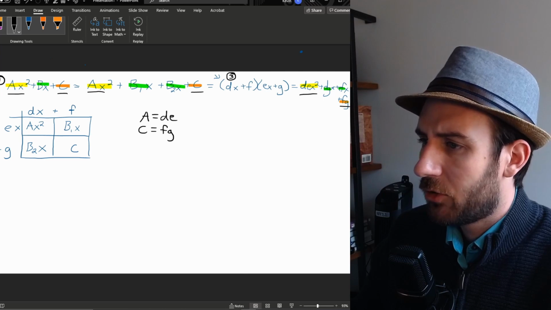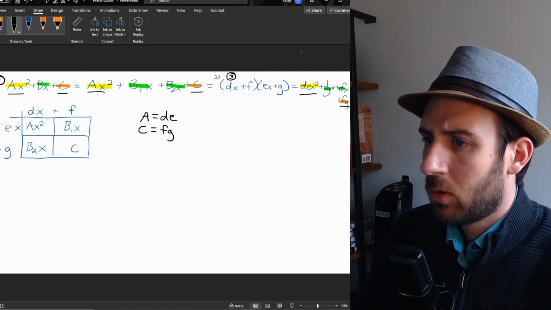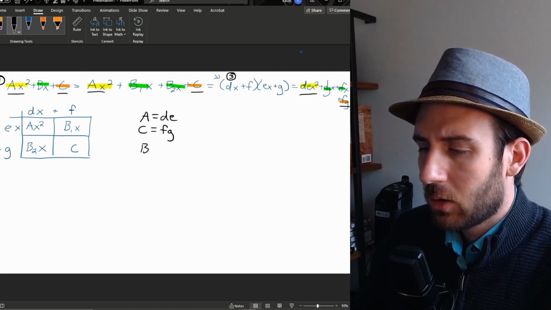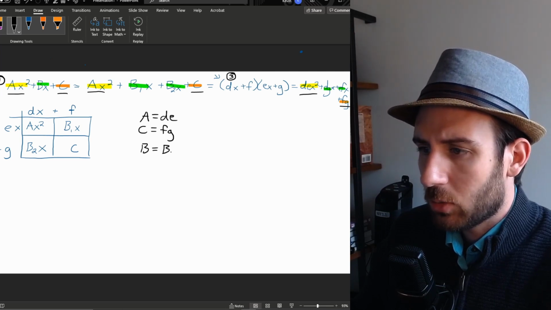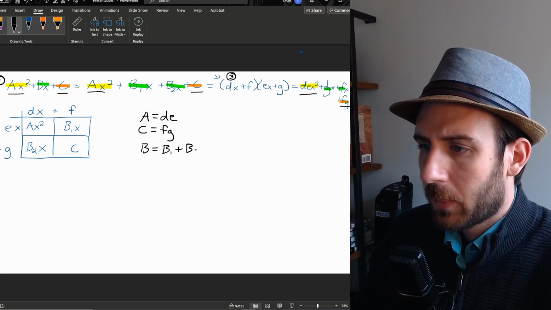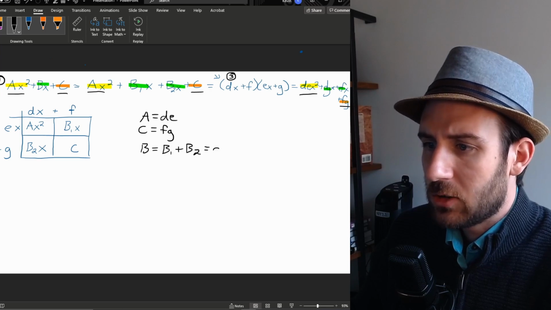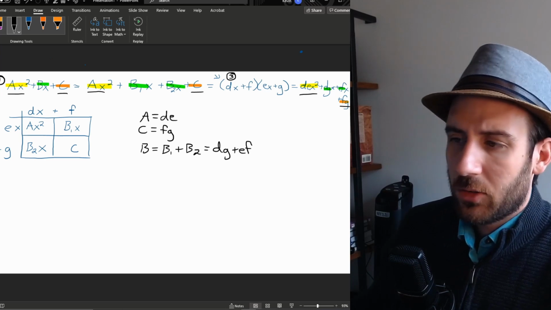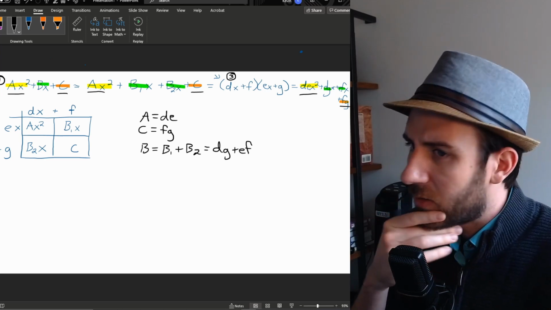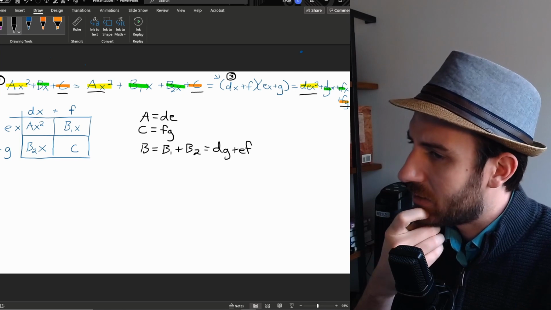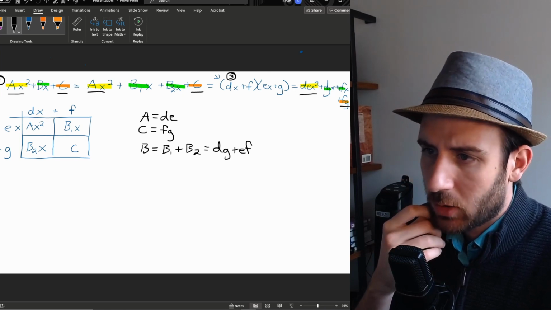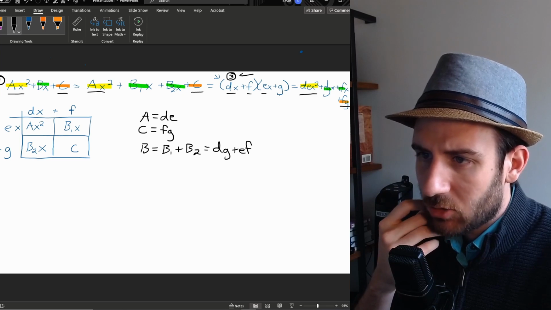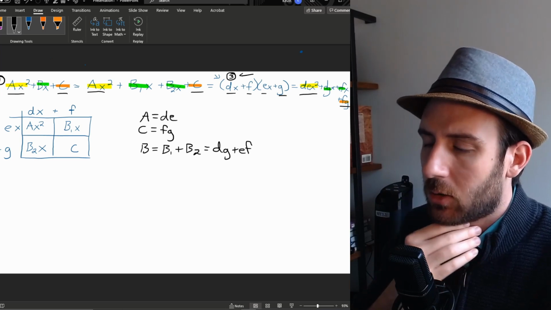And then what else do we have? Well, I guess we have our b1 and our b2, so we've got b, which is equal to b1 plus b2, which is really just dg plus ef. And so, okay, what are we staring at here? We've got four letters that seem to keep popping up back and forth. If we want to eventually get to our answer, we need four answers. We need D, F, E, and G. How do they interact?